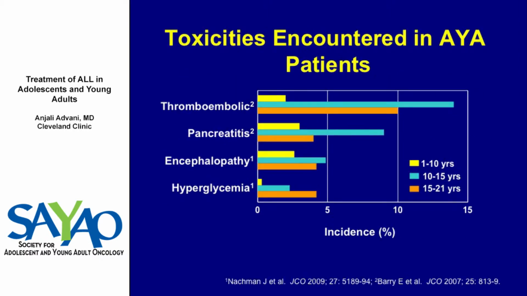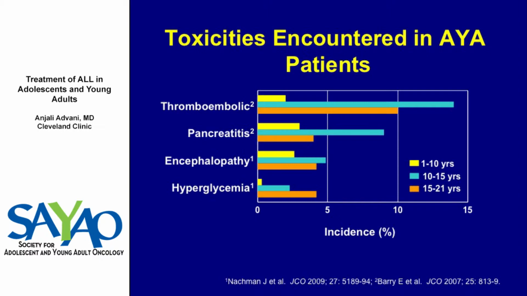And so this first slide actually shows some data published by both Jim Nachman as well as Dr. Berry. Looking at these age groups, again, this is focusing on kind of a younger population between 1 and 21 years of age. And you can see that in the very youngest age group, the 1 to 10 years of age, there's actually a very low incidence of thromboembolic complications, pancreatitis, encephalopathy, and hyperglycemia.